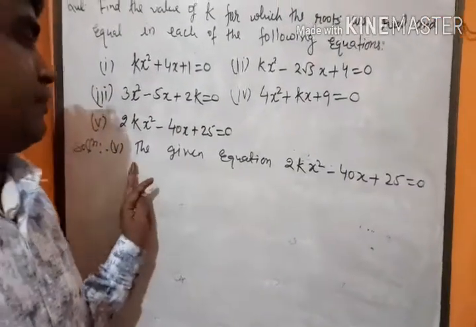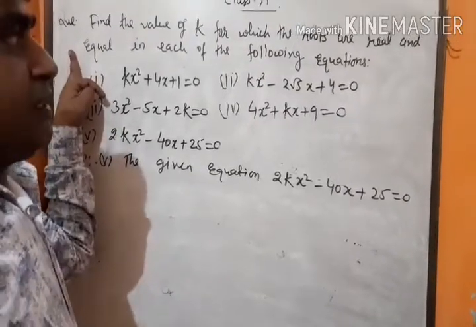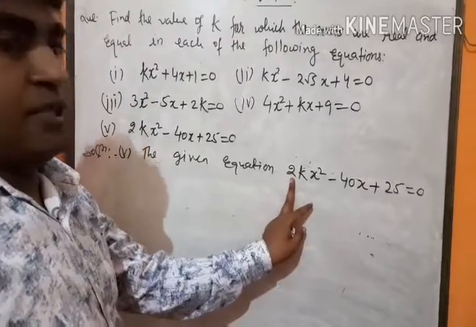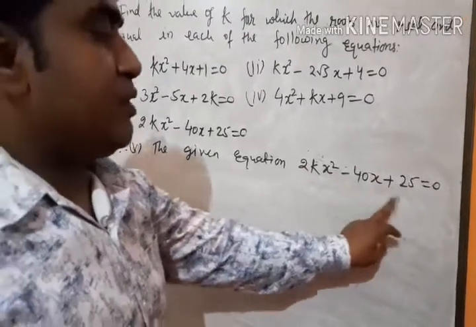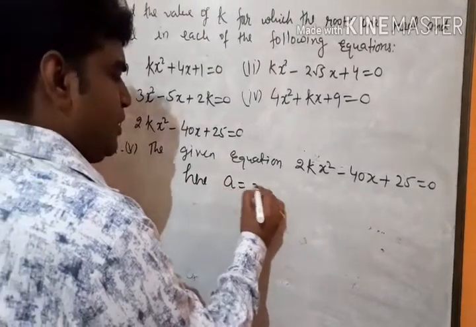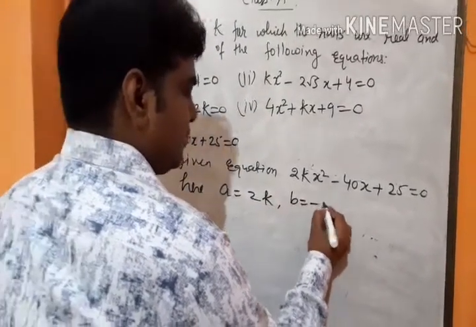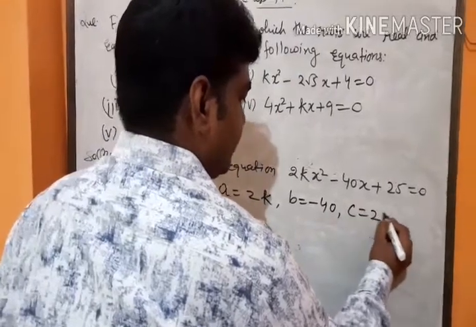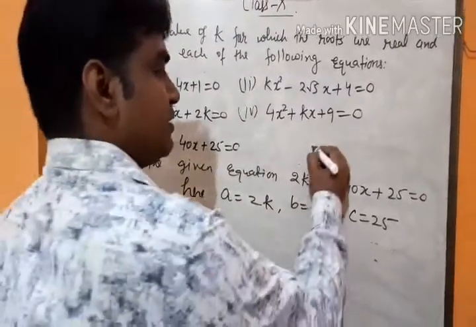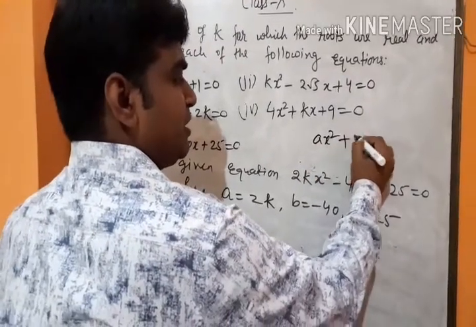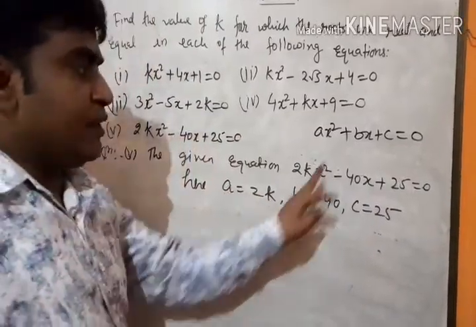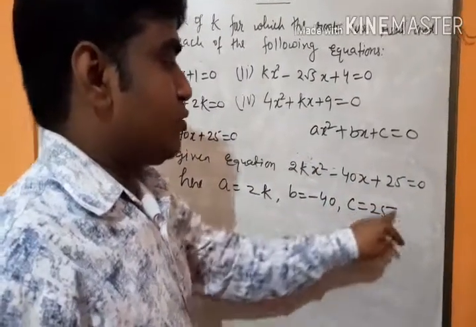Fifth question, find the value of k for which the roots are real and equal for the given quadratic equation, which is 2kx square minus 40x plus 25 is equal to 0. Here a is equal to 2k, b equal to minus 40 and c is equal to 25. As you know, the given quadratic equation is compared with the standard form of the quadratic equation, which is ax square plus bx plus c equal to 0. Then we have a is equal to 2k, b equal to minus 40 and c is equal to 25.